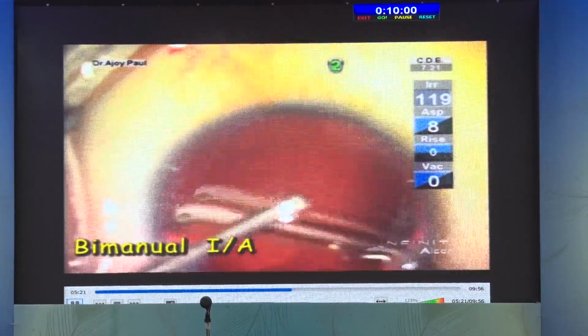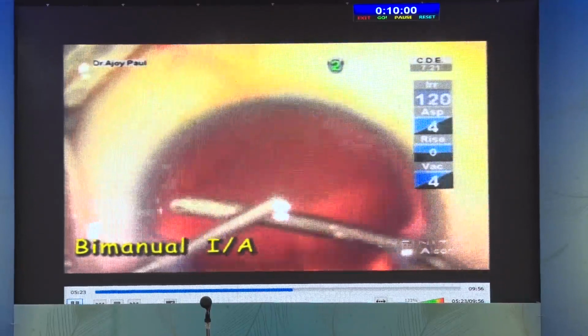If you have got an IA system where you have got those serrated tips, and biometry is again so important in these cases. I think it's gone blank again.